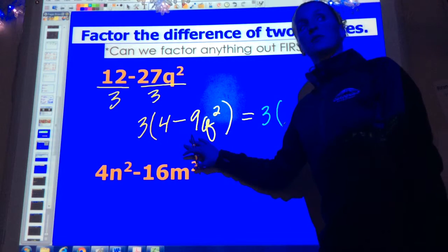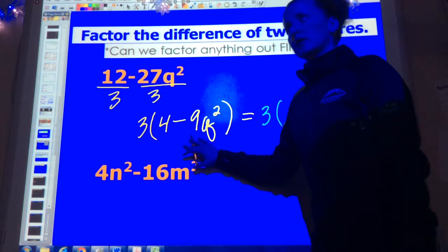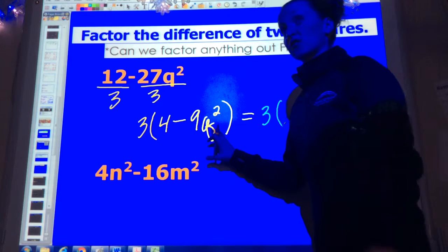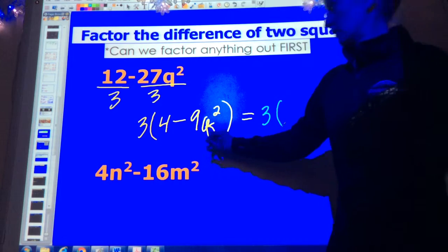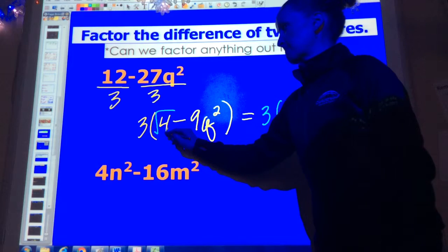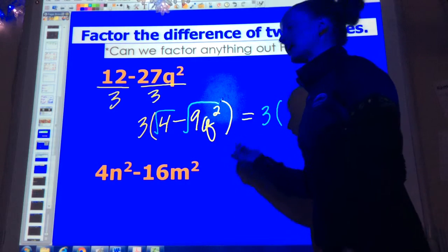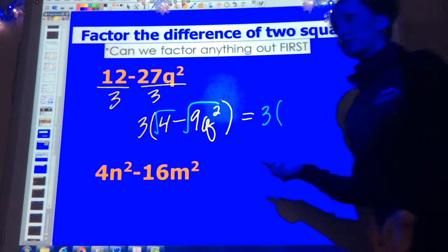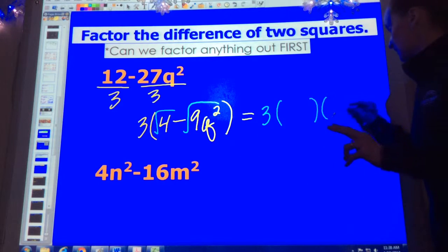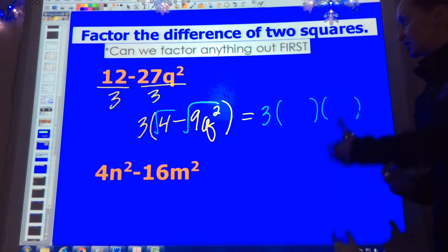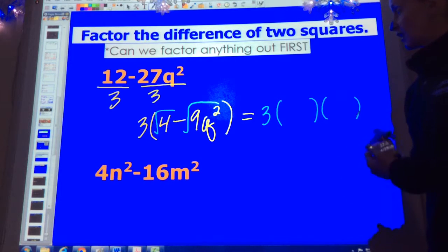Can someone help him out? How do we know if it's difference of squares? Yeah, if it has two terms, that's the first setup. Is this a perfect square? So then how many sets of parentheses do we draw? 2. Yeah, and let's just do this, okay? There's a reason why we're going over this. We're just trying to get more confident in our factoring.